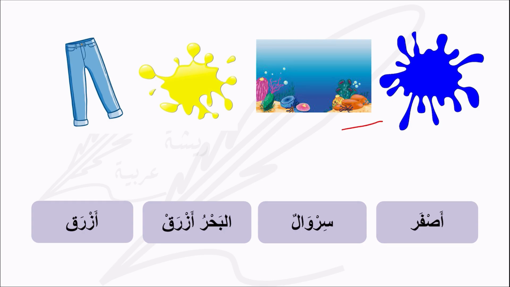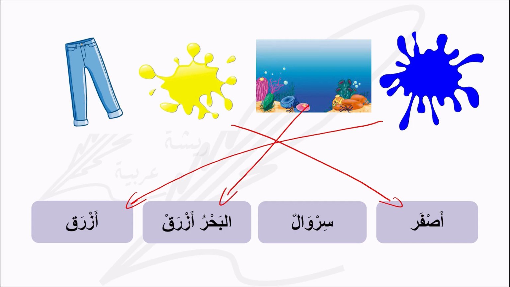Blue is azraq. That's correct. What about yellow? Yellow is asfar. That's correct. How can we say the sea is blue? It's al-bahru al-azraq. And for pants or trousers, it's sirwalun. Good job, everyone.